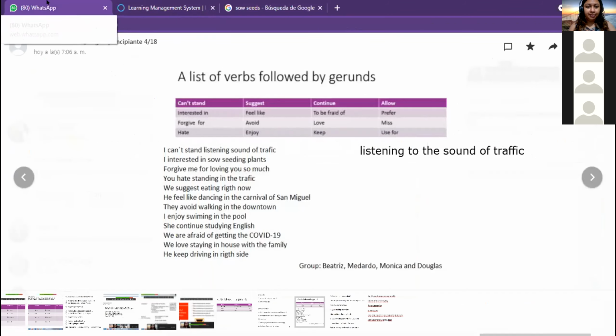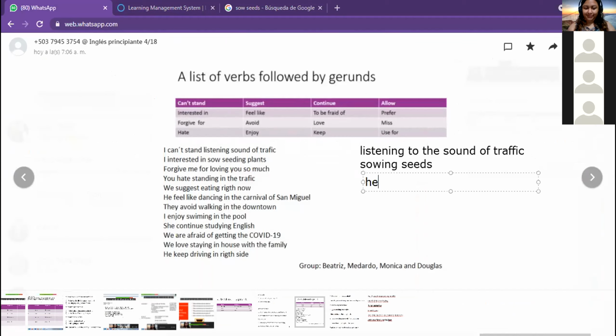Okay, so we were here, right? The next one. This is just pronunciation. We suggest. Suggest. Suggest. All right. Now, he feel like. What do we need to do with feel like? He feels like. We need to conjugate verbs. Remember, we can make sentences in any tense. So, he feels like dancing, right? And then everything else you wrote.